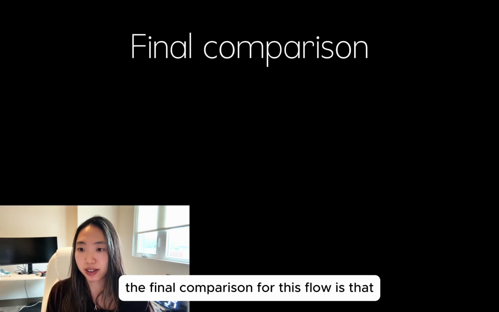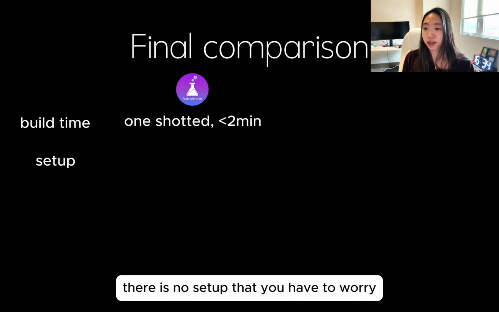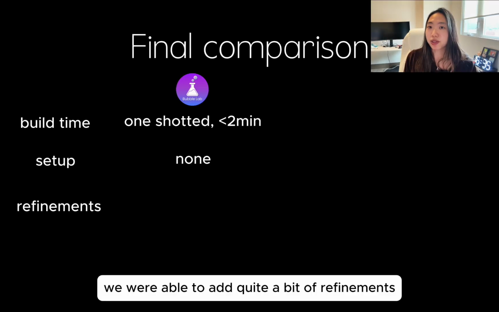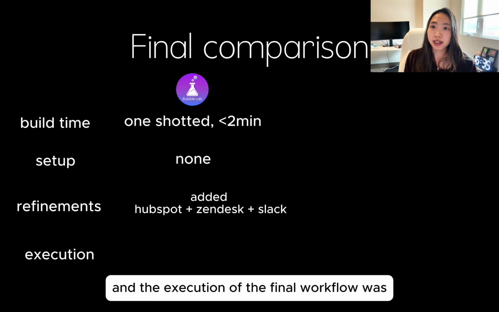The final comparison for this flow is that on Bubble Lab, it was one-shotted in under 2 minutes. There is no setup that you have to worry about. We were able to add quite a bit of refinements, added HubSpot, Zendesk, and Slack steps into the workflow, all one-shotted as well. And the execution of the final workflow was 3 seconds.